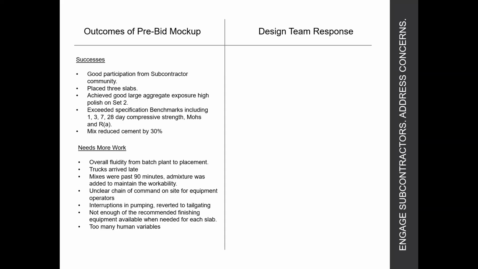And where do we need more work? Well, our wheels were spinning after this. We needed to make sure that there was fluidity from the batch plant to the placement. That day the trucks arrived late and then they weren't staggered the way that we thought they'd be staggered. So there was some equipment being shuffled around, trying to make sure that everything was finished on time at different slabs. We had interruptions in pumping, which resulted in the mix having already been in the truck for longer than 90 minutes. We went to tailgating, and there really wasn't a clear chain of command on site.